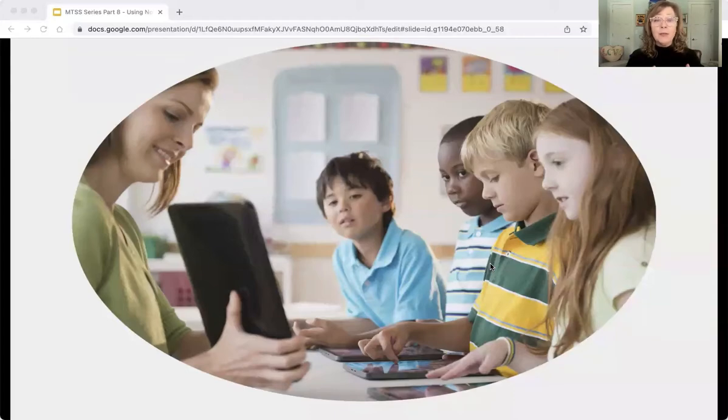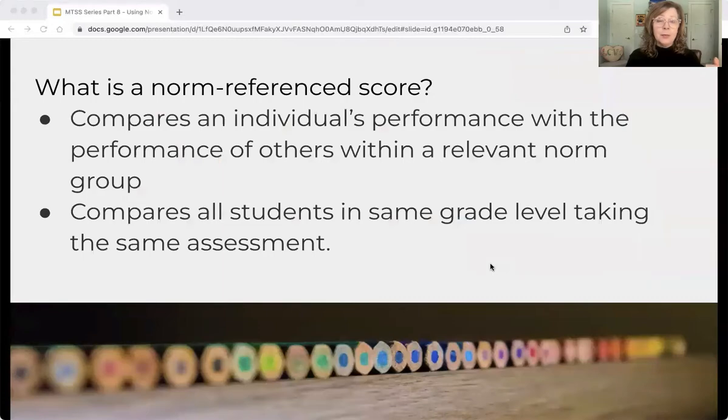Nationally normed referenced scores are used to determine which students in a school or district are recommended for intervention services. Using nationally normed data allows you to see where your students stand in comparison to the larger group interacting with that same assessment. So before we dive into the specifics, let's define a norm reference score.